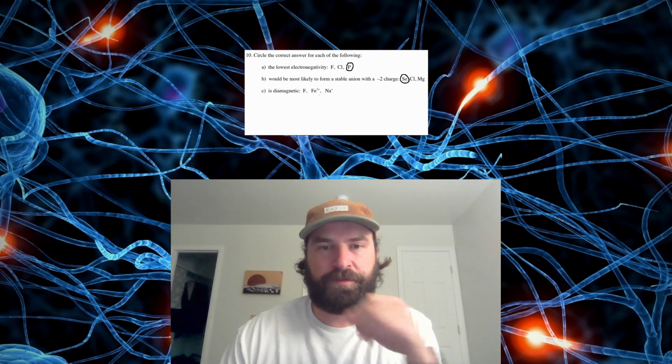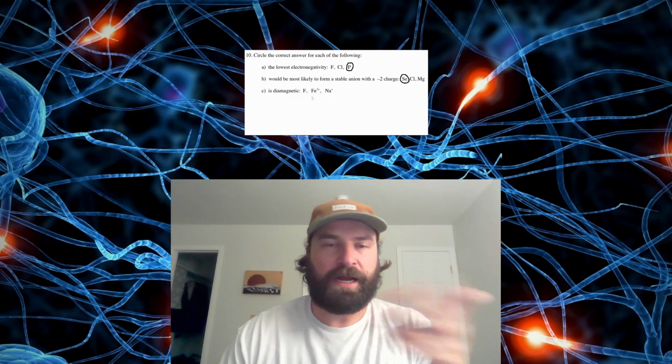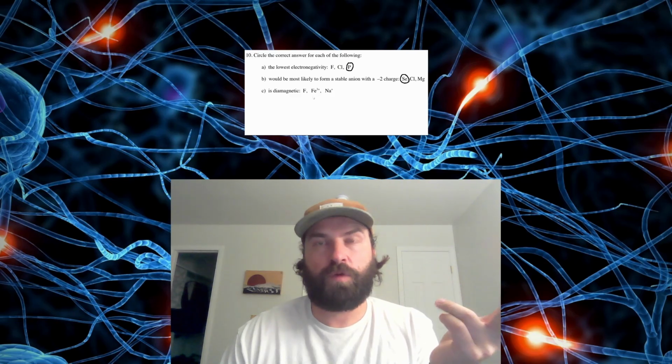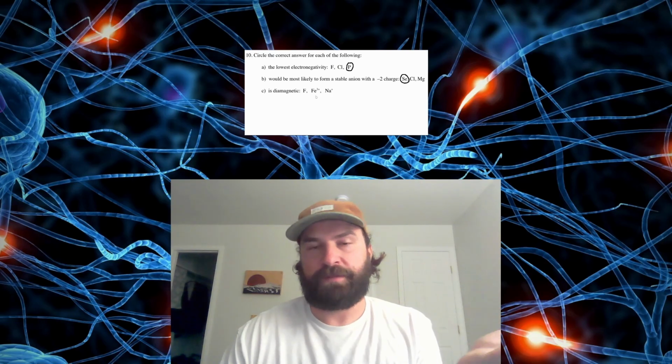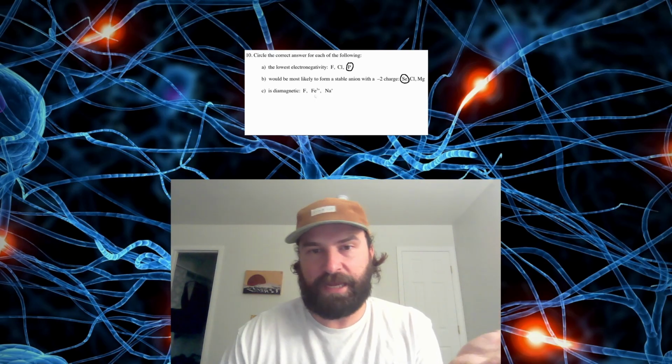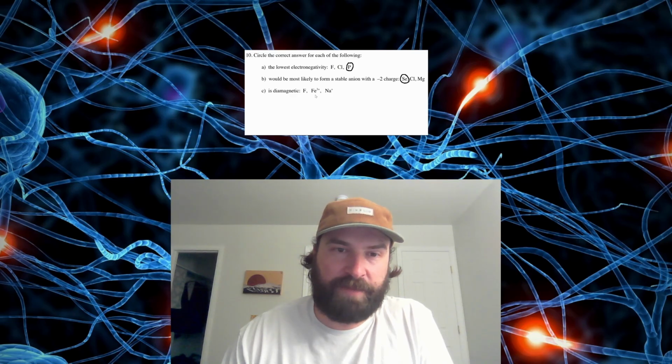In iron 3+, this has a charge of +3. Iron has 2 electrons in its valence shell. If you take those 2 away and then an extra one, then you've got 7 valence electrons again, and there's an unpaired electron. So that would not be diamagnetic.